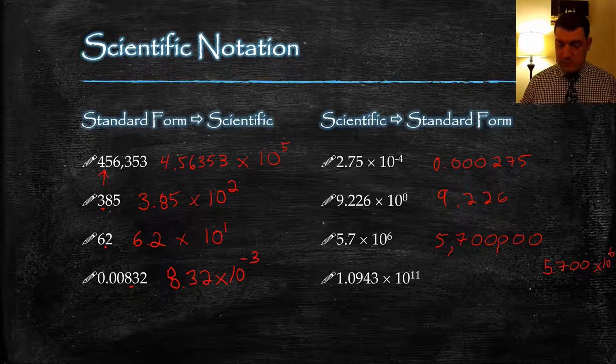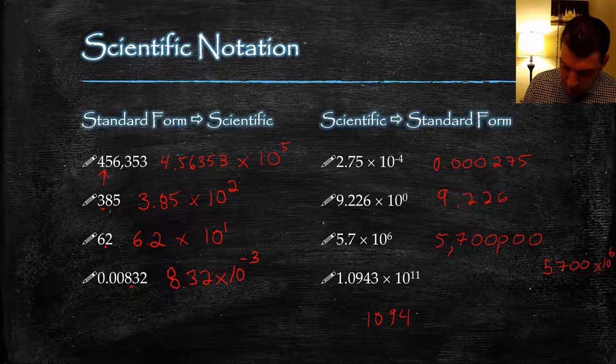And the last one, we have to move the decimal place to the right 11 times. 4 of them get us past the 3, which means there's going to be another 7. So we have 1, 0, 9, 4, 3, 1, 2, 3, 4, 5, 6, 7.